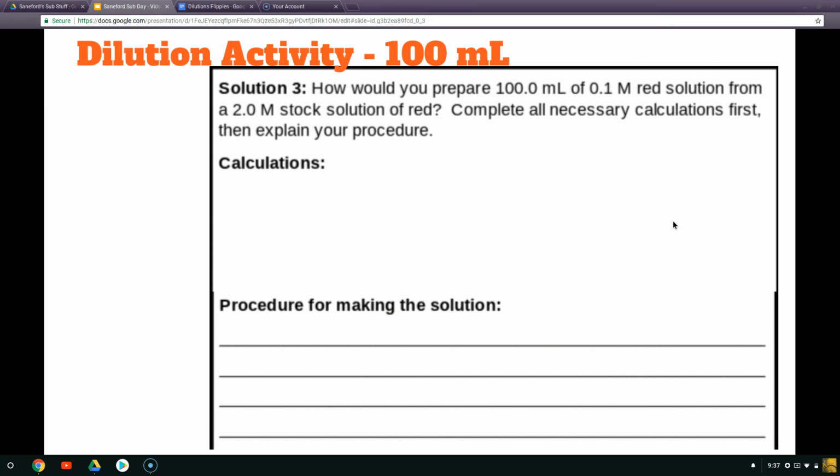Third solution. We want to prepare another 100 milliliters, this time of 0.1 molar red solution. So a much, much smaller molarity or concentration. We're still starting with that 2 molar stock solution. So let's talk about our calculations.